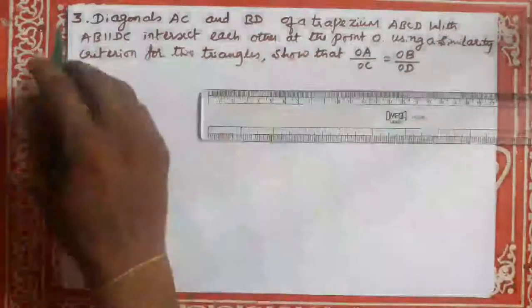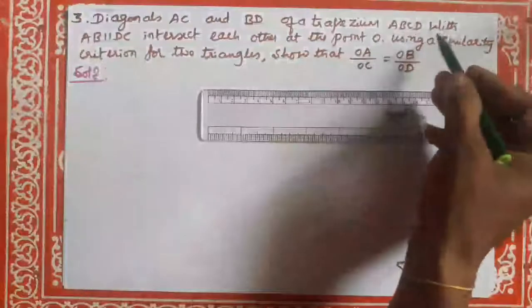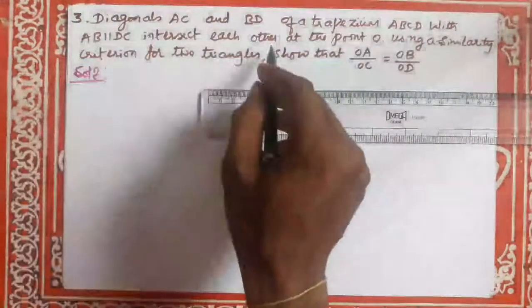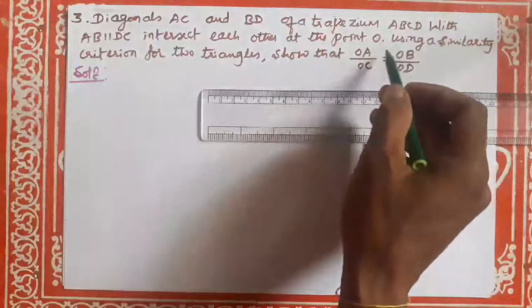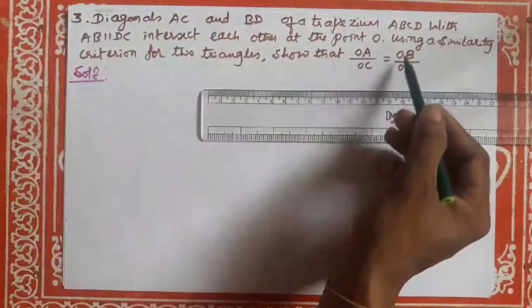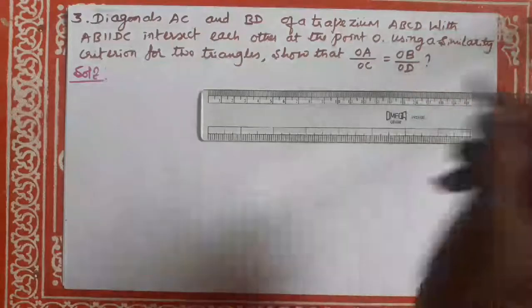Now let us discuss the third main. Diagonals AC and BD of a trapezium ABCD, with AB parallel to DC, intersect each other at the point O. Using a similarity criterion for two triangles, show that OA by OC is equal to OB divided by OD. A figure is not given, so we have to draw it.